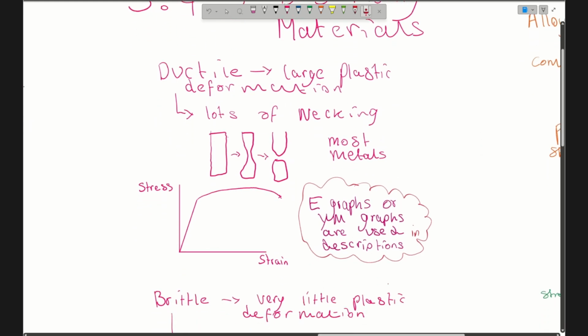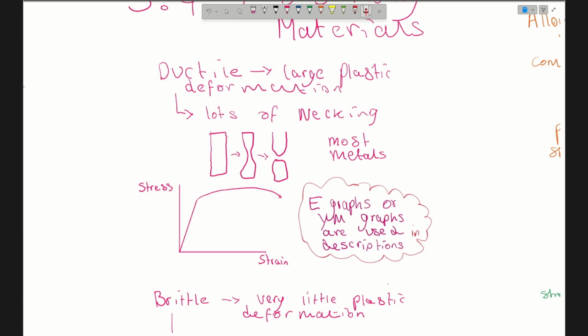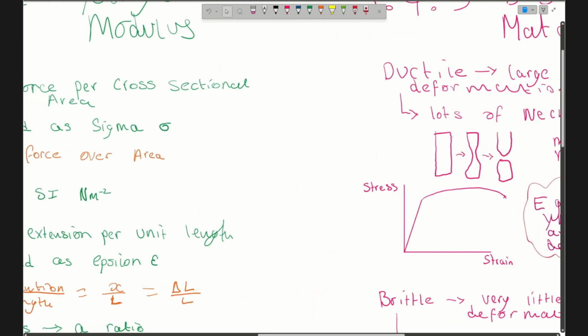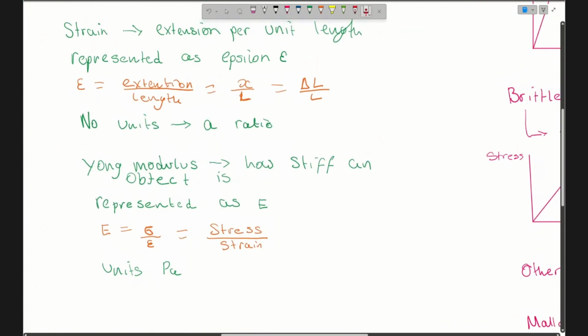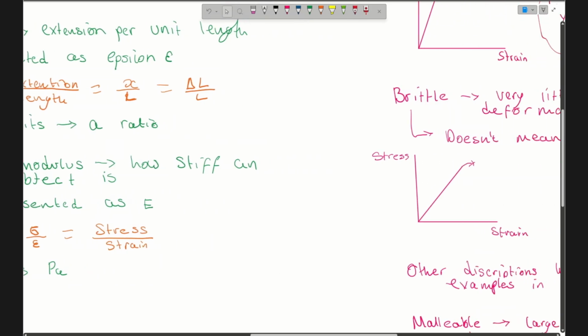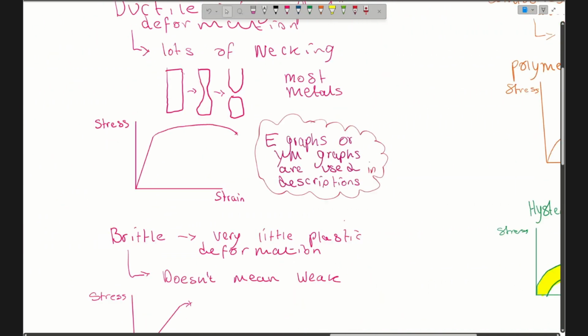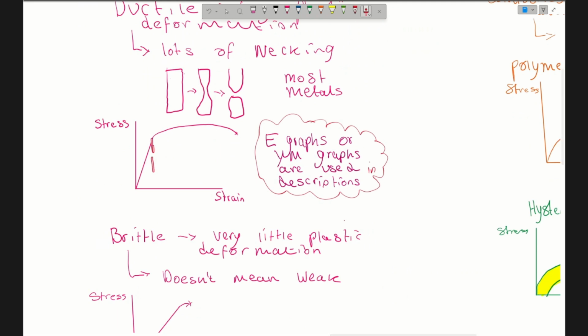And when we are describing objects, we use E graphs or Young modulus graphs. You may see them referred to differently depending on what scenario you're in. E is just, obviously, as we said down here, the representation for Young's modulus. And a ductile material will have a graph that looks like this. So we will have a small amount of elastic deformation, which is proportionality. And then we have a big area of plastic deformation before it eventually breaks.